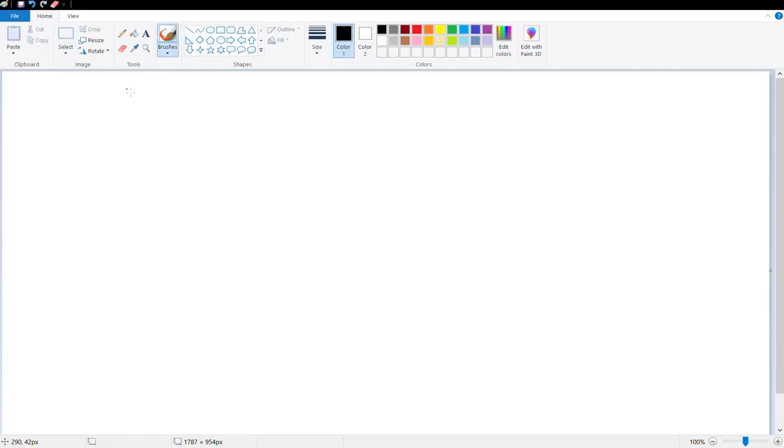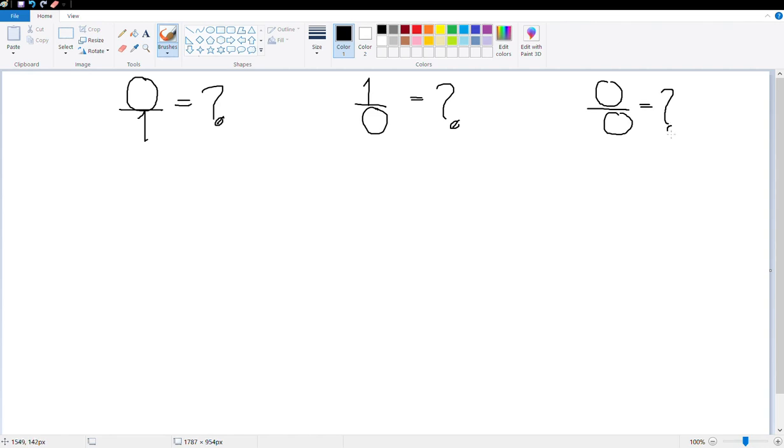Hello, today I would like to discuss the difference between 0 divided by 1, after that 1 divided by 0, then the last one is 0 divided by 0. In my experience, so many students are still unable to tell the difference between these three. Maybe sometimes they answer 0 or undefined or infinite. So which one is the correct answer actually?